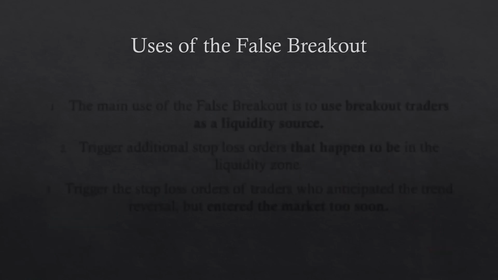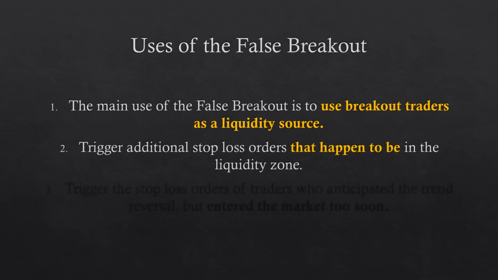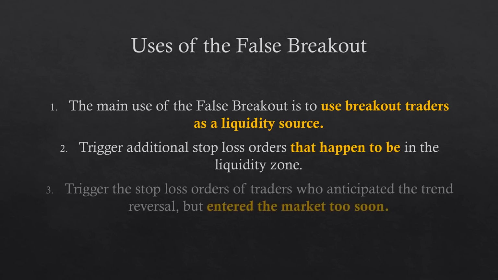There are three main uses of the false breakout. The most obvious one is to drive the breakout traders out of the market. These are the traders that believe it's a good idea to buy or sell on a clear breakout in the chart. This is perhaps the primary source of liquidity for the well-informed traders. The second is to trigger the stop-loss orders of other traders who happen to dwell in the liquidity zone. The third is to stop out the traders who were smart enough to anticipate the direction the well-informed traders want to trade, but entered the market too soon.